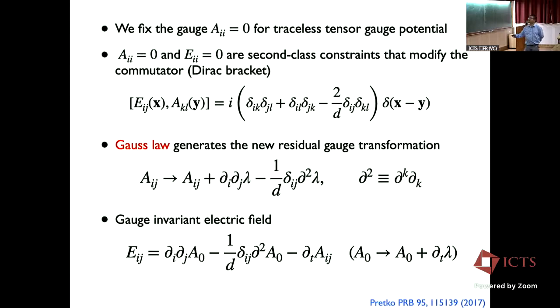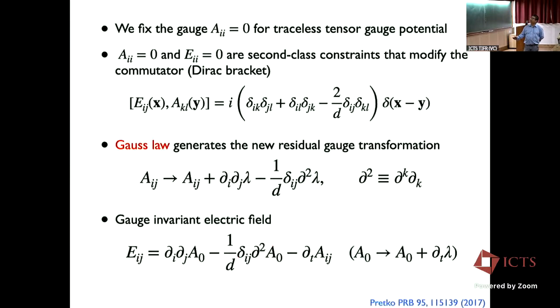With the new commutation relation, the Gauss law generates a new gauge transformation, the residual gauge transformation. To construct the gauge invariant electric field, we need to introduce A_0. This form is invariant under the gauge transformation of A_ij together with the gauge transformation of A_0. It's very similar to Maxwell theory, where you need A_0 and A_i to define the gauge invariant electric field. Here it is similar for the symmetric tensor gauge.